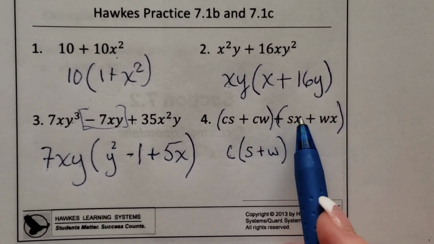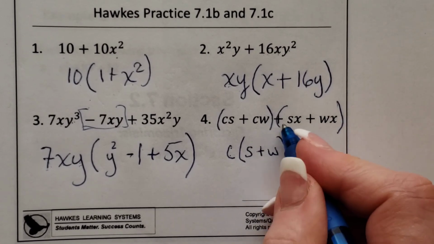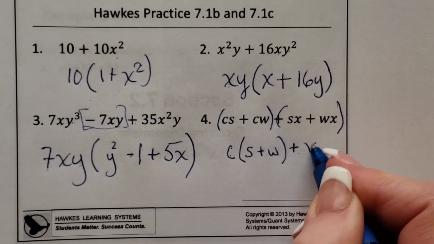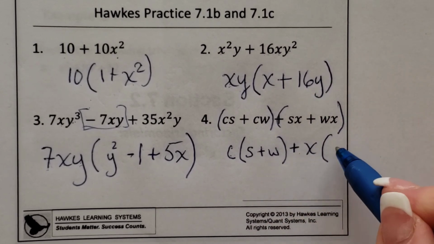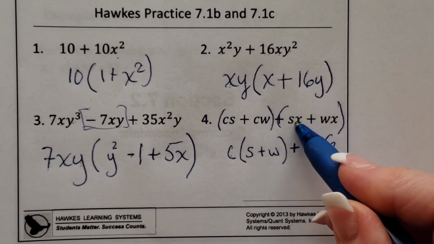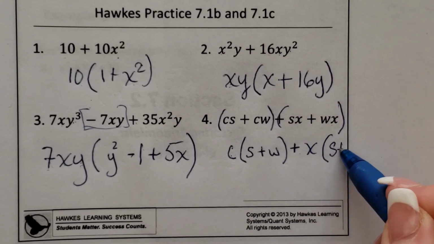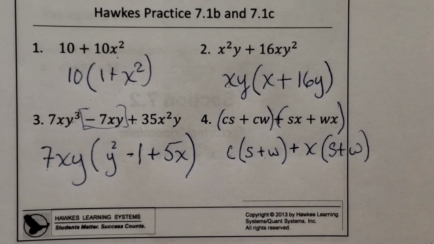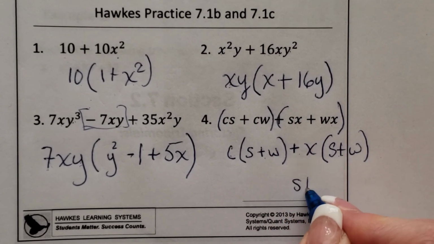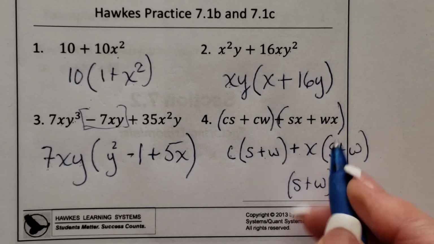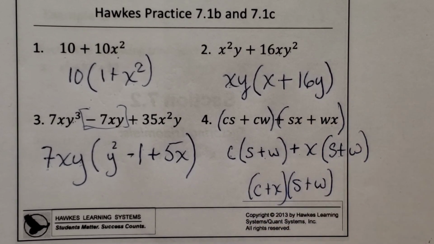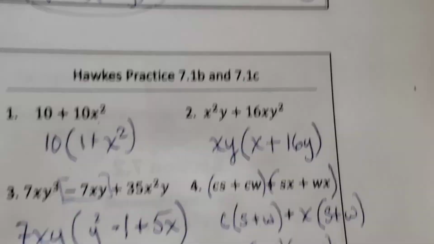What do these both have in common? They both have an X in them. So what do they both have? S, I'm pulling out an X, plus W. Now look at your 2 groups. Do they match exactly? Yes. So I write down that as one factor. What's in the parentheses and what's out of the parentheses becomes my other factor.